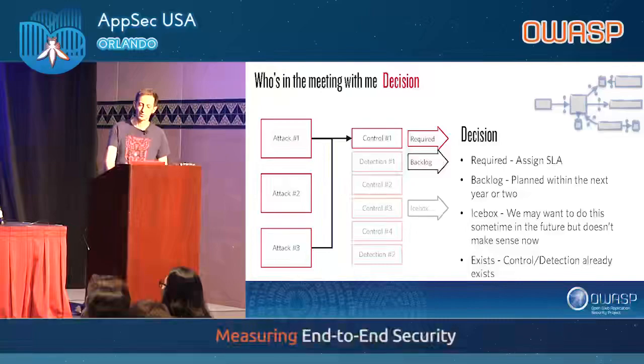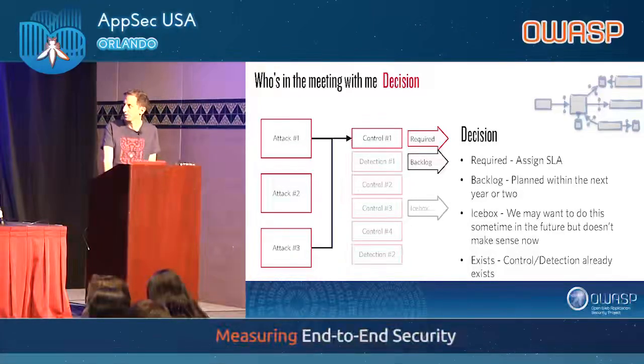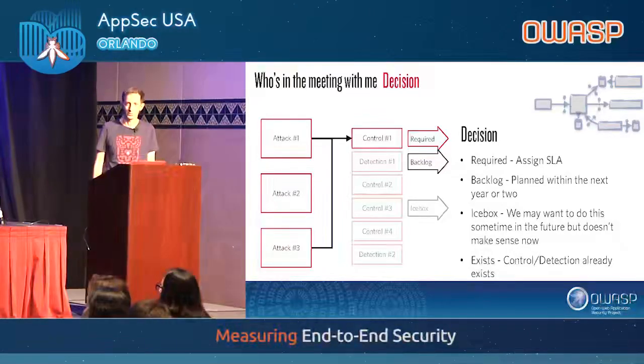So we're going to talk about, this is required before the product goes out. This, something might get backlogged, or it might be iceboxed. The cost of control is way out of line with like a $25 bounty. Or it may just already exist. So we can document that as well.